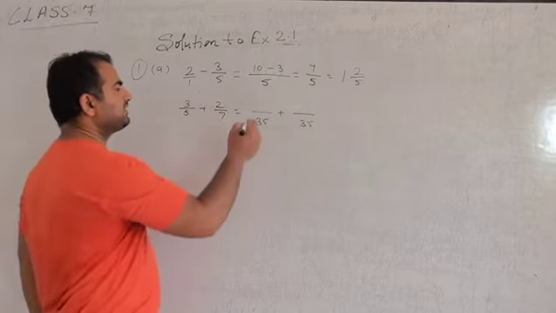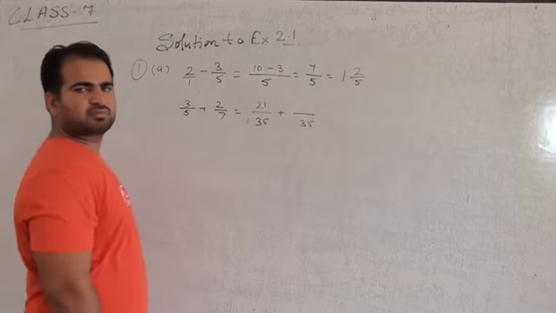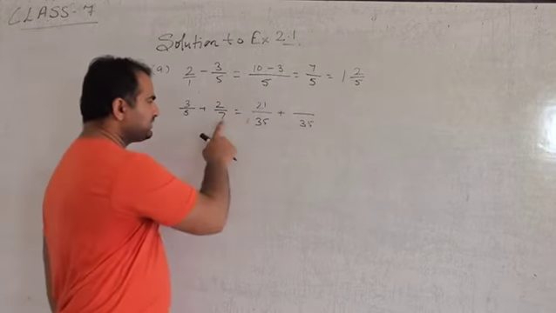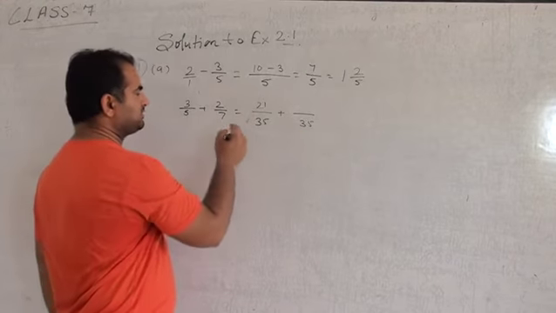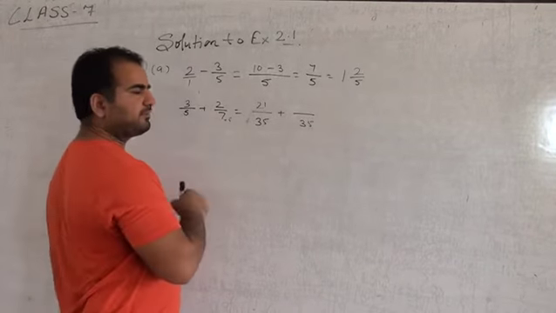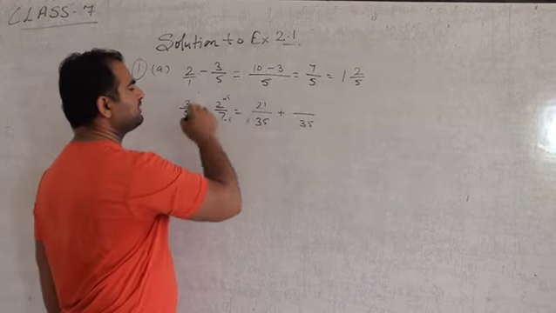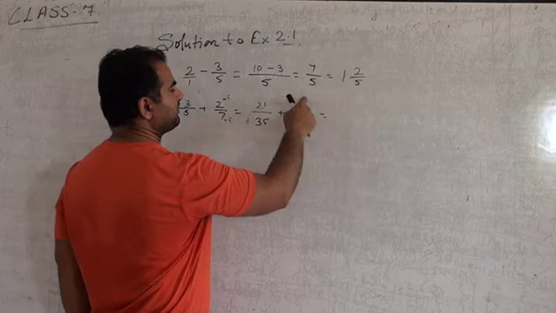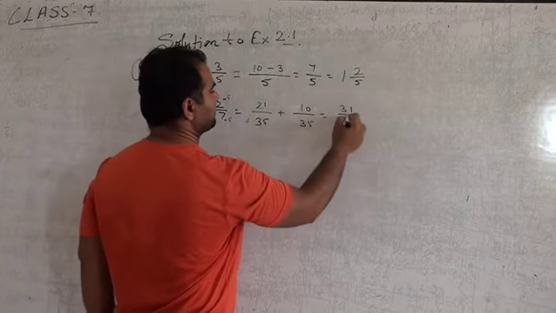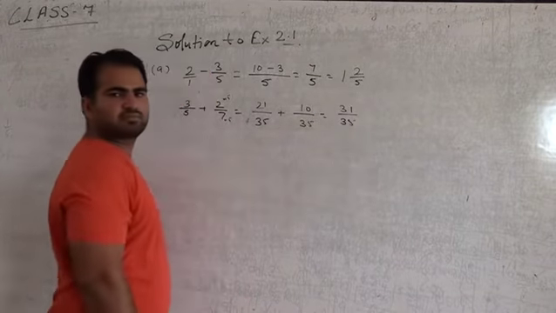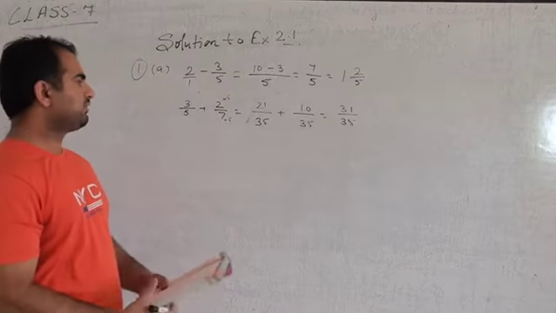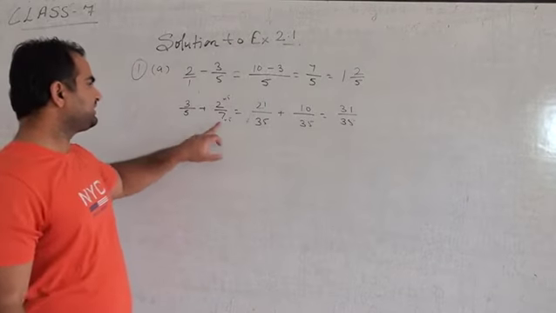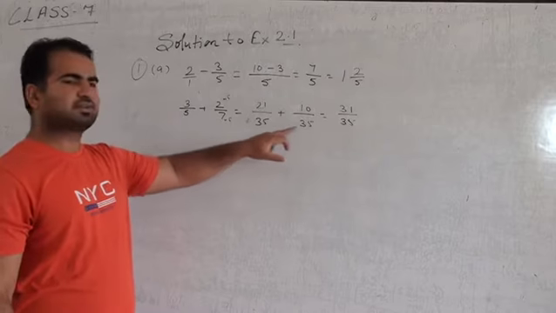So 7 3s are 21. And we also have changed this 7 into 35, so it is also multiplied by 5. Then we have to multiply the numerator also with 5. It will be 10. Then 21 plus 10 equals 31 upon 35. Done? Okay, what we have done is just find the LCM and place it there.